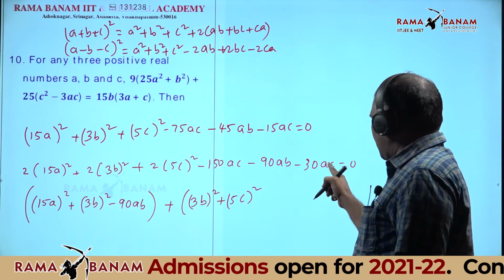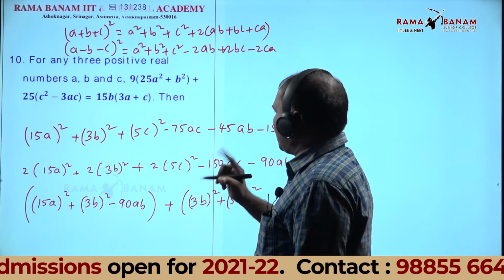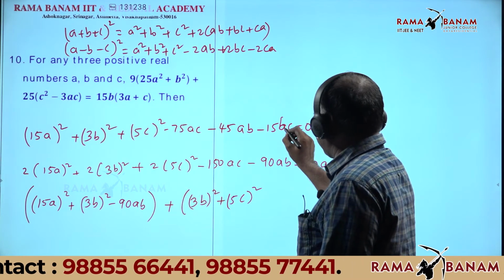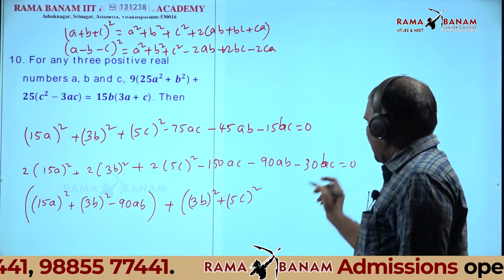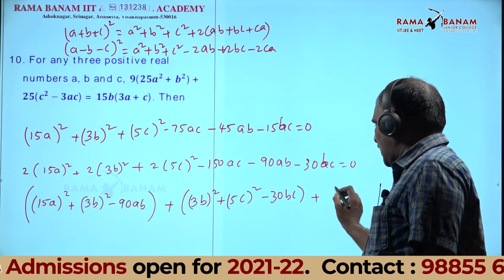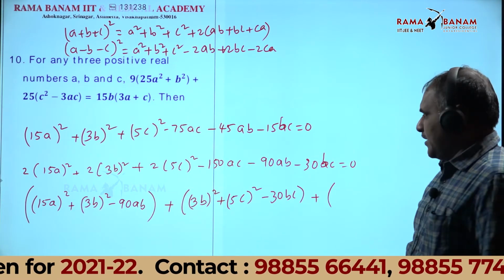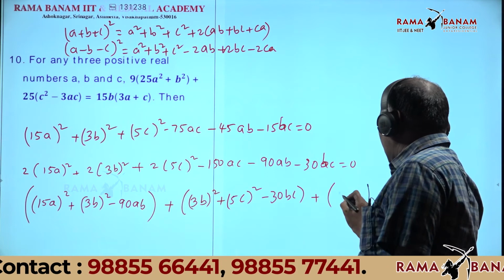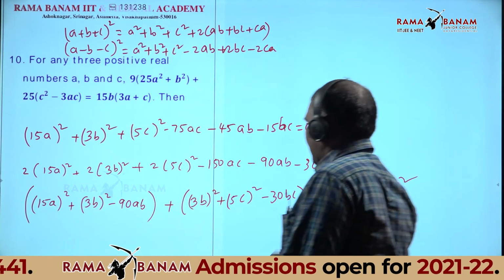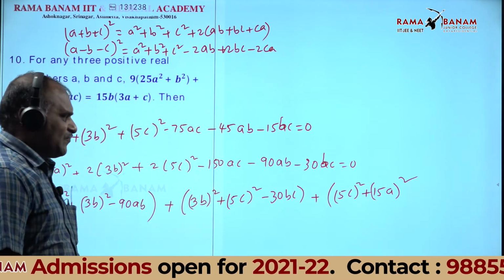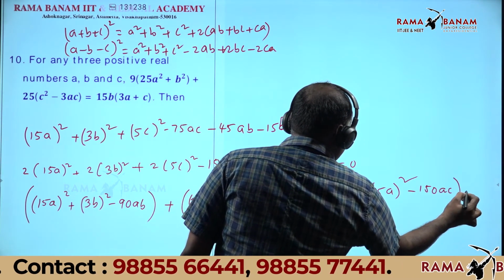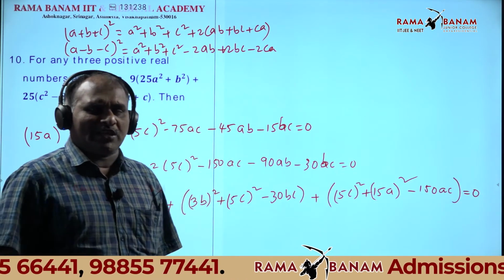B and C, some relation will be there. I think that one here 150AC is called BC. BC relation: minus 30BC will be there, plus next one. Here another one, 5C whole square plus 15A whole square will be there. 5C whole square plus 15A whole square minus 150AC is equal to 0. Do you understand this step?